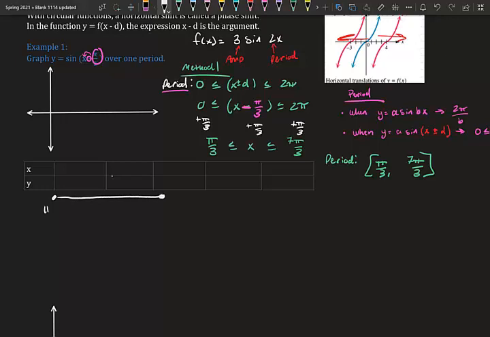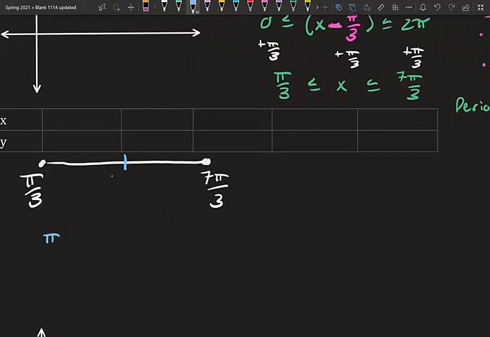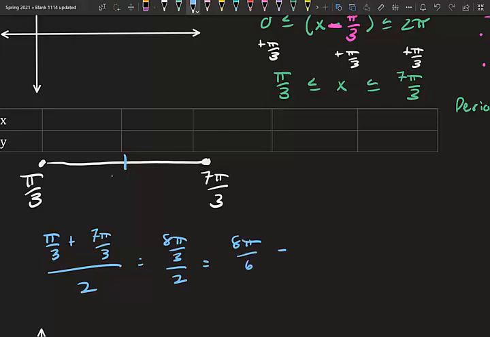So we have pi over 3 and 7 pi over 3. Let's find our first interval, which is halfway. We have pi over 3 plus 7 pi over 3, divided by 2. So we have 8 pi over 3 divided by 2. That's 8 pi over 6, which reduces to 4 pi over 3. So we have pi over 3, 7 pi over 3, and right in the middle, 4 pi over 3.